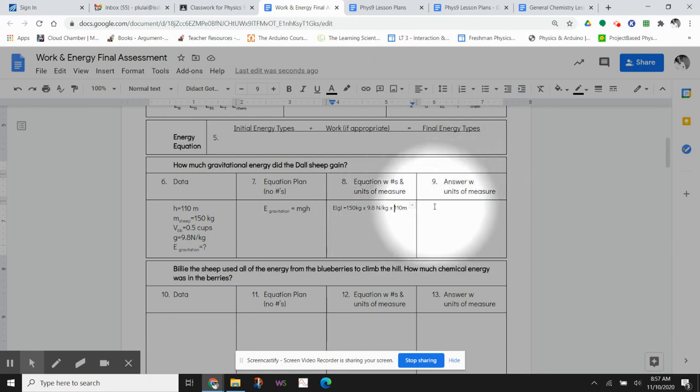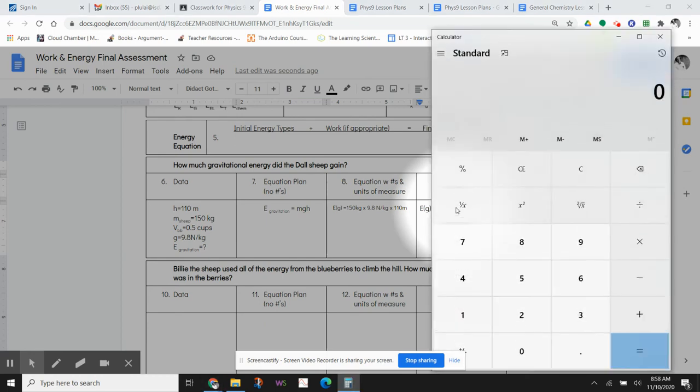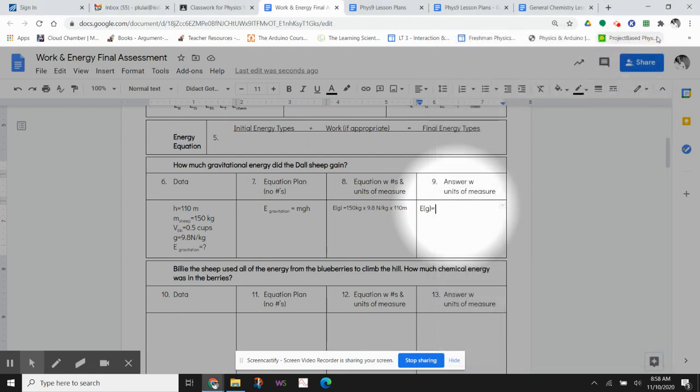And then answer with units of measure, E gravitation equals. And then if I multiply all of this out, I get what I get. I'll pull up the calculator here. I don't know if, as this is set, you can see the calculator or not. So I do 150 times 9.8 times 110, and I get 161,700.